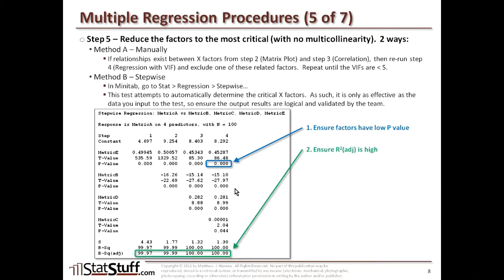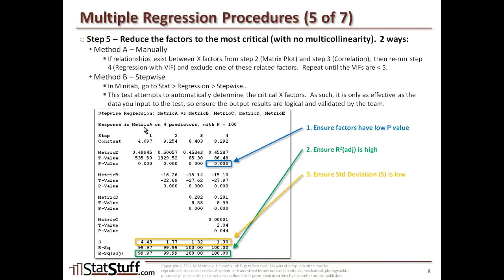Now the next thing we need to look at is the R-squared adjusted value. We want to look for one that is high. Again, this shows that there's a relationship. So in this case, it's showing that in all these combinations there's a very strong relationship that can be explained between each of these factors, and the combination of the factors, to that response, which is metric A.